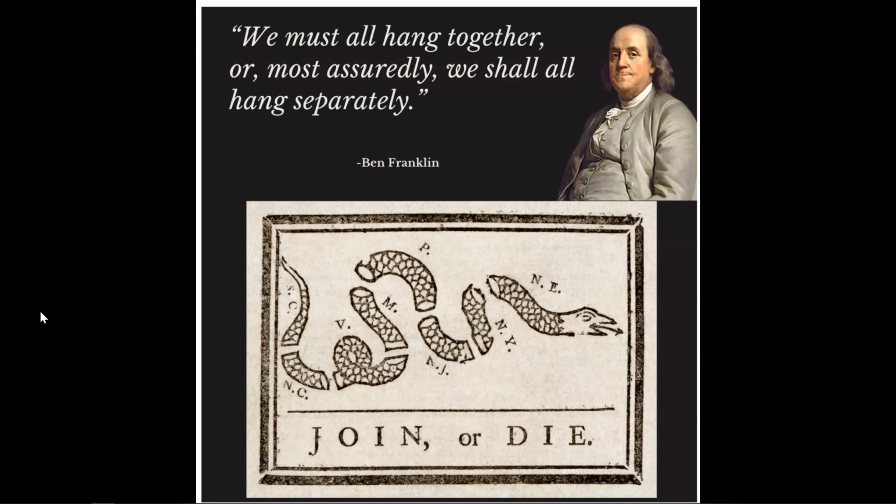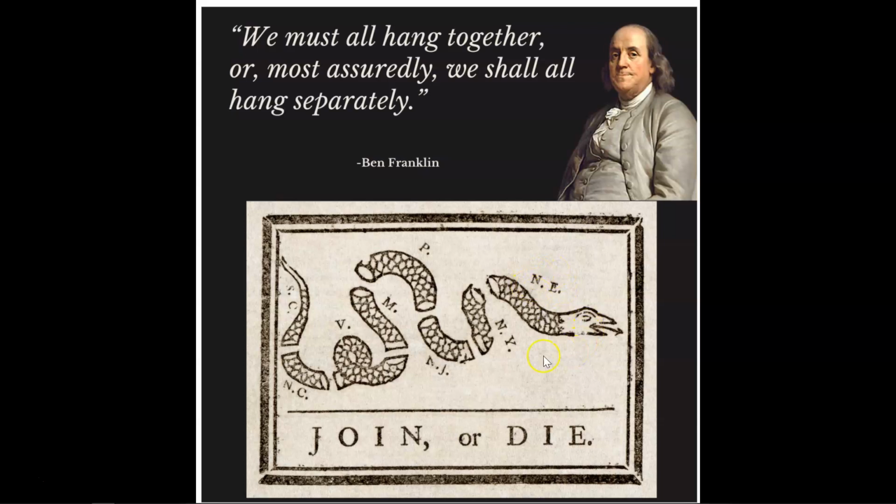The first thing I asked you about this cartoon, this Join or Die image, was to make some observations. So you've made several different observations. Many of them are very good, I'm sure. And then the second question I asked you about it is, what does the snake represent? So hopefully you noticed that the snake represents the colonies.